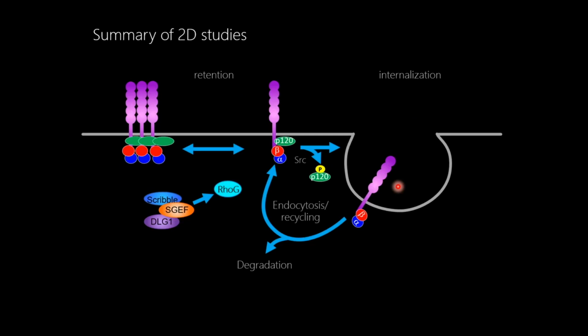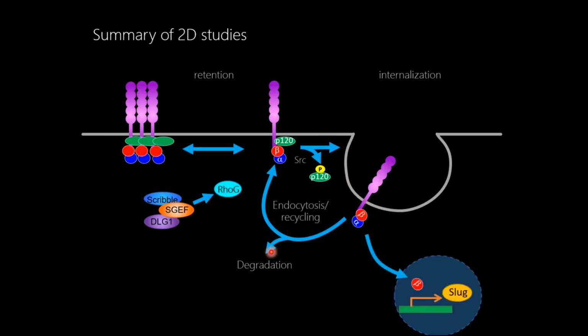So to summarize this part, we show that this ternary complex composed of SGEF, Scribble, and DLG through the activation of RhoG regulates the stability of E-cadherin. E-cadherin gets internalized and potentially degraded, which also releases beta-catenin, which then regulates the transcription of Slug, and Slug is a transcriptional repressor of E-cadherin. So this is a feedback loop that eventually results in the downregulation of E-cadherin.